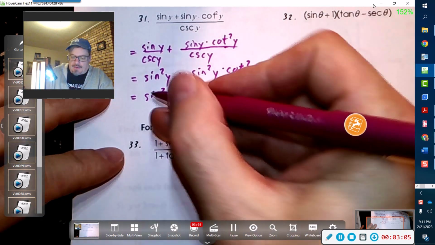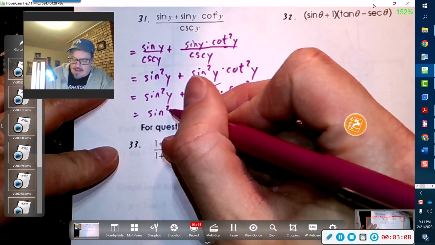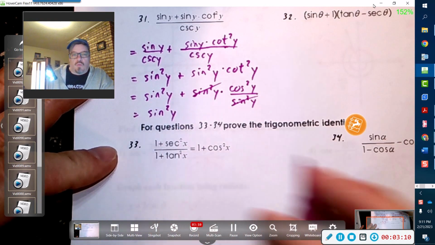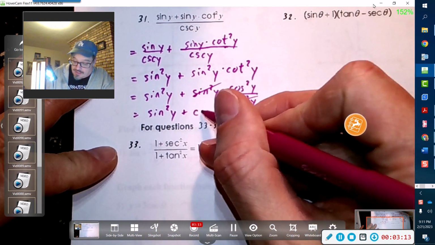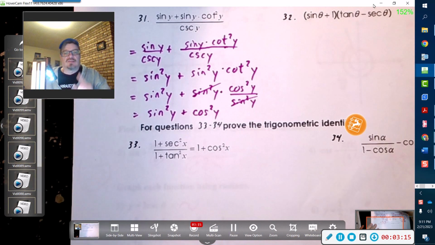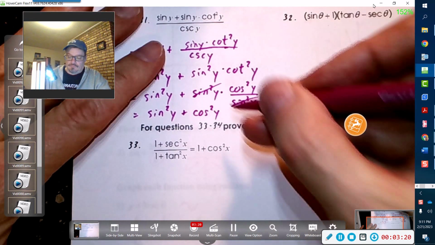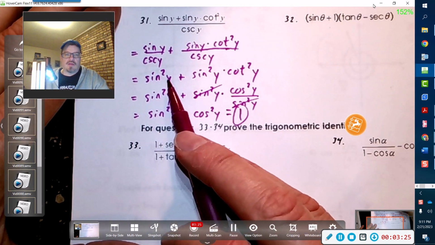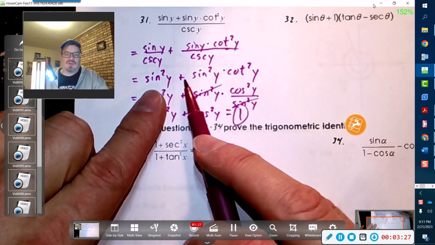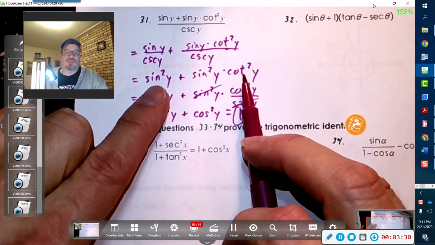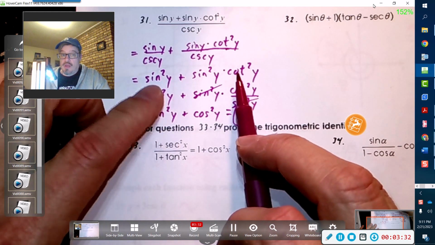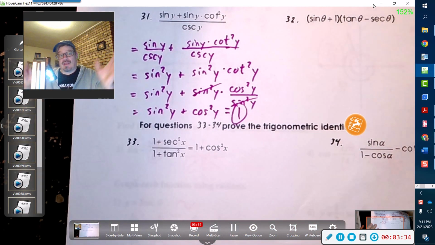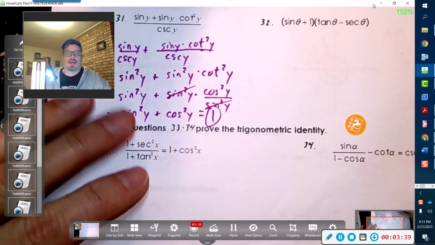Because what's going to happen is you've got sine squared y plus cosine squared y. And so that is one of the most fundamental identities we got. That's actually 1. So again, if you factored out a sine squared y, you would have got 1 plus cotangent squared, which is cosecant squared. Multiplied to sine squared, they would have canceled each other out. So you would have got 1. So two different ways to do this guy.